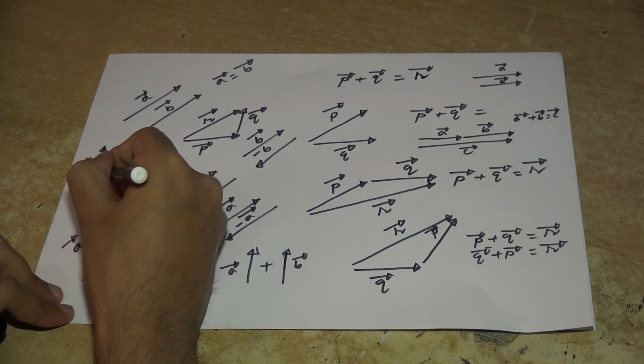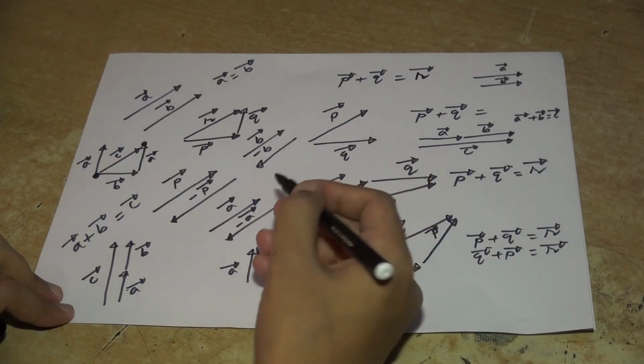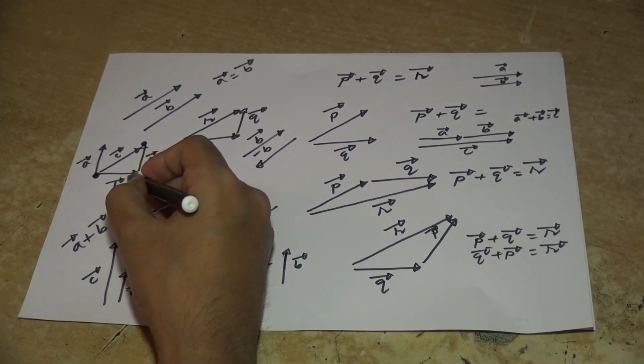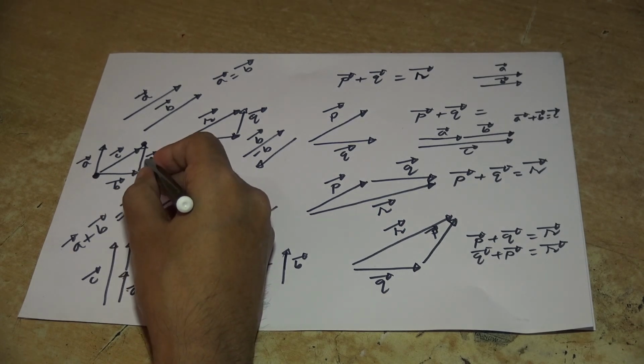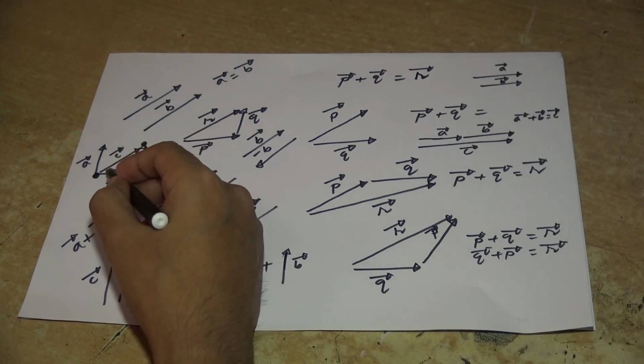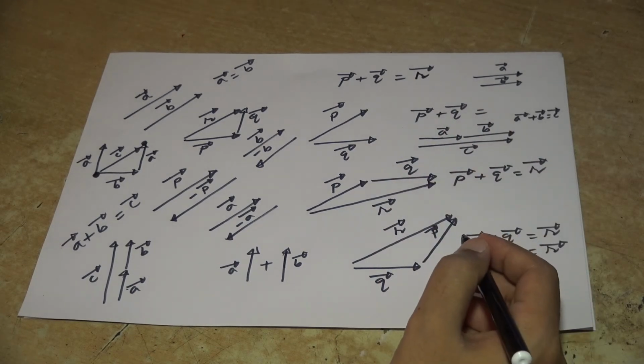It started from here and it ended up there. So the sum of the displacement of vector A and B, or B and A, is the displacement C. So A plus B equals C.